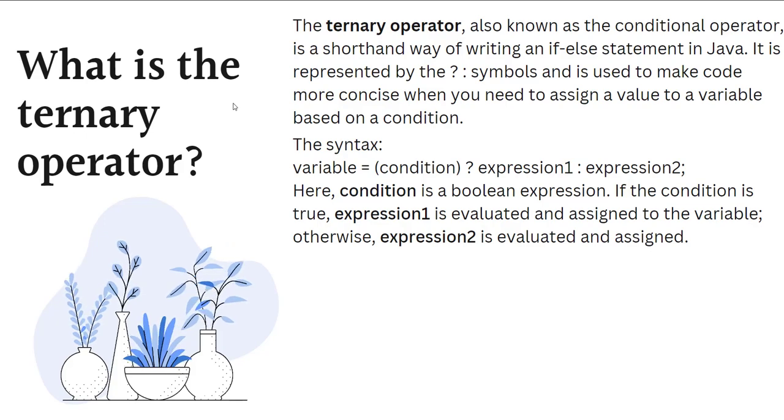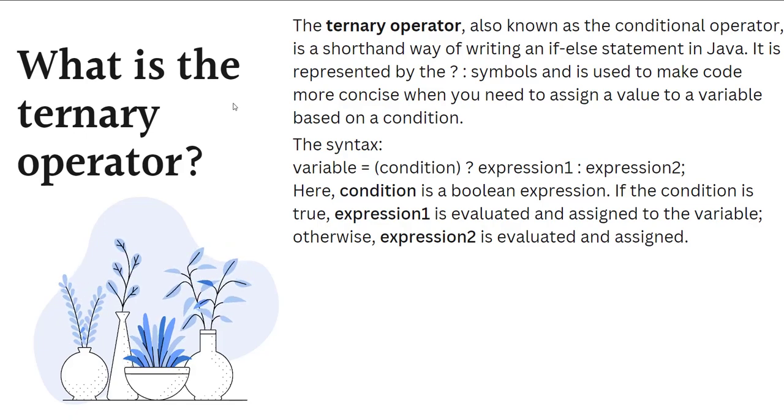This is the syntax. We have the variable on the left equals, we put the condition, question mark, then the first expression, which is going to be assigned to the variable if the condition is true, and the second expression, which is going to be assigned to the variable if the condition is false. So again, here the condition is a Boolean expression. If the condition is true, expression 1 is evaluated and assigned to the variable. Otherwise, expression 2 is evaluated and assigned to the variable.